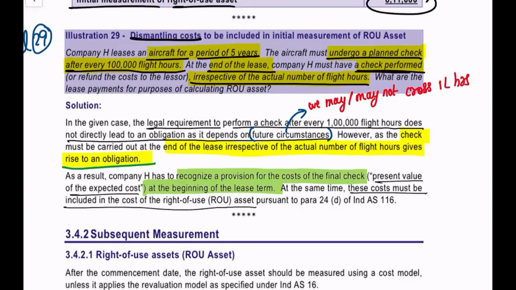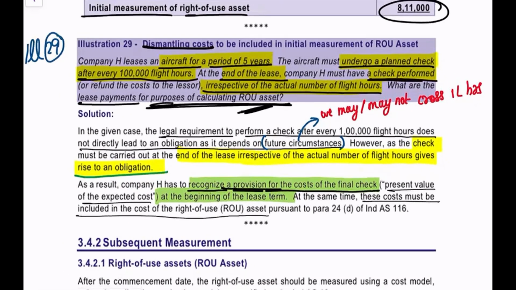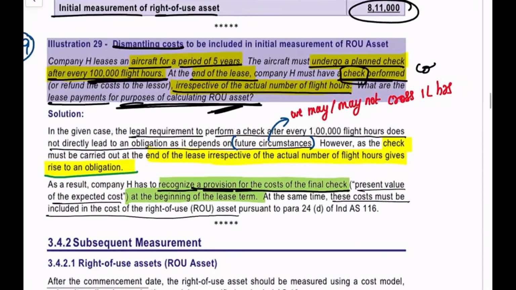Okay. So here, what lease payments are you going to calculate for the ROU asset? Here they are telling at what price will you calculate your ROU asset. They are telling that a provision must be created for the cost of the final check. So what they are telling is at the end of 5 years, irrespective of whether you are going to undergo this 1 lakh flight hours or not, you have to perform a check. And to perform this check, you are going to incur some cost, correct?